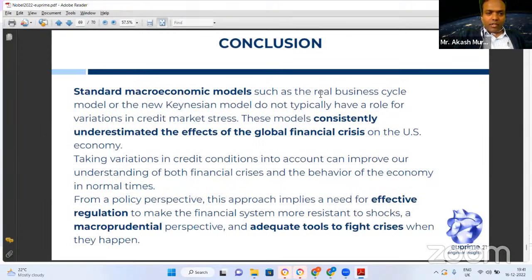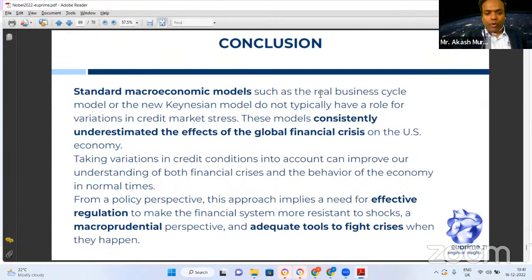If I have to conclude, the broad theme of the entire prize was the fact that if the financial markets and the banking sector work well, this preempts any future global recession, right? Which endures over a long period of time. That is the broad idea. And the tools that these people came up with and found evidence for over a period of time lay the groundwork.